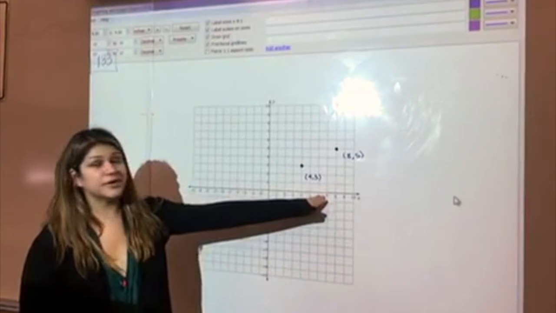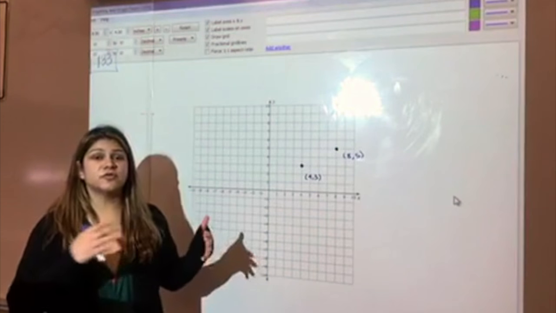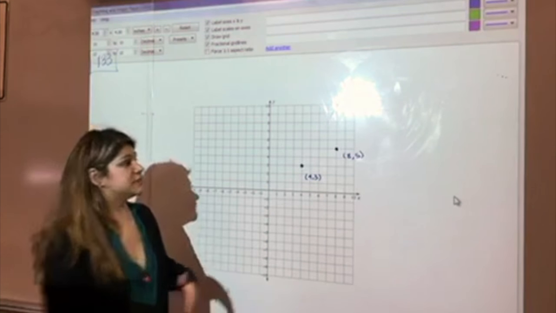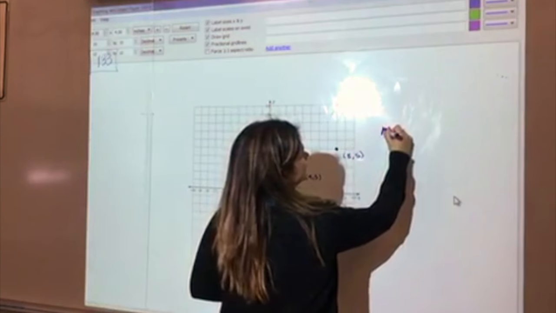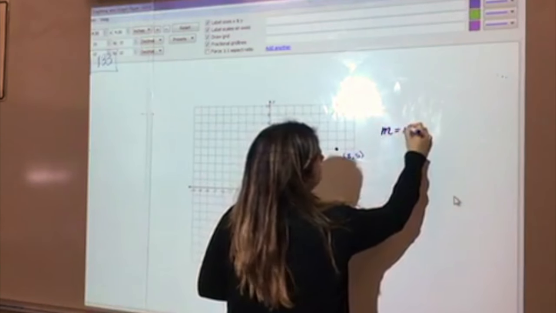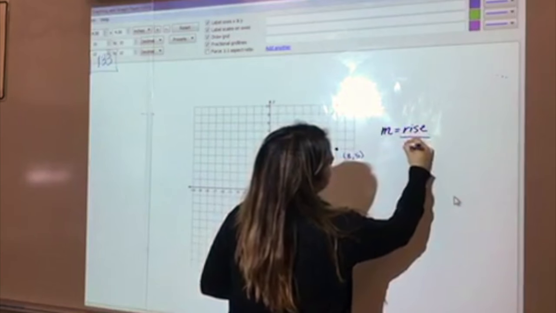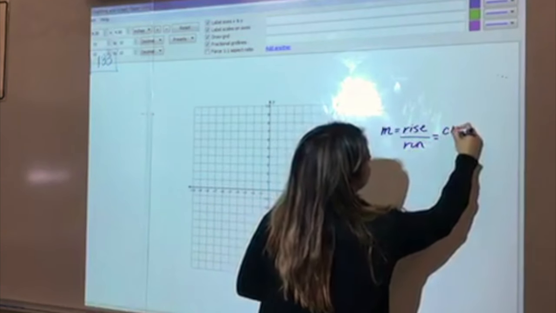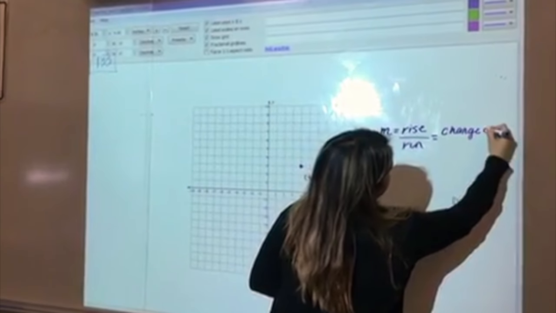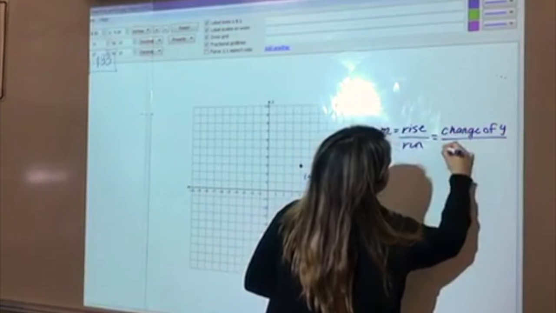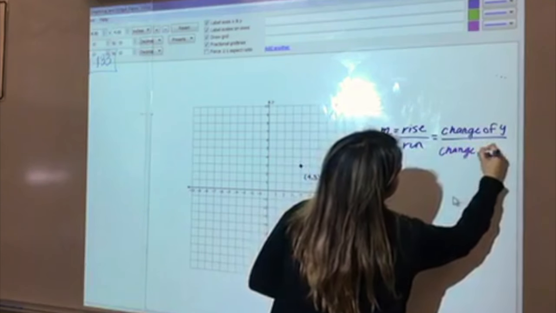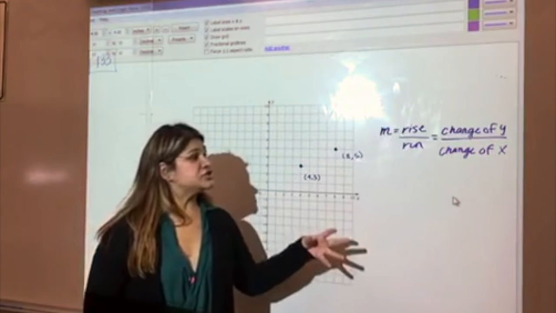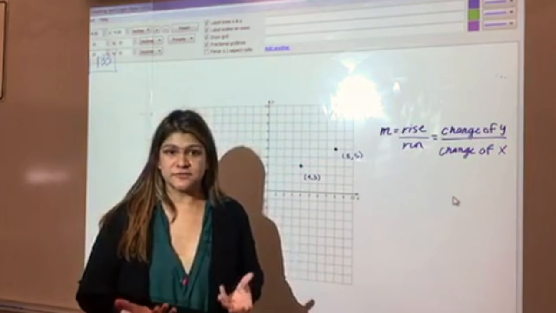Alright, we are going to talk about slope and what rise over run really means, and then together we're going to come up with the formula. So we know slope, denoted M, is rise over run. And Mr. Riggs also mentioned that it is the change of y over the change of x. So whenever we're finding change, we are finding the difference, right?